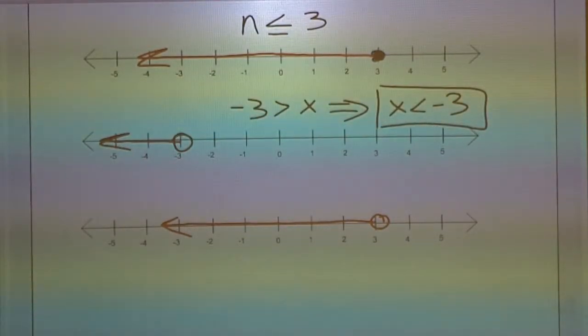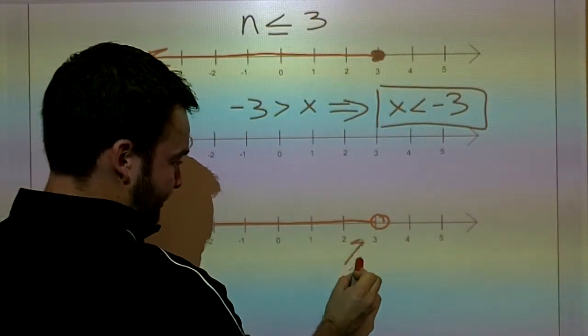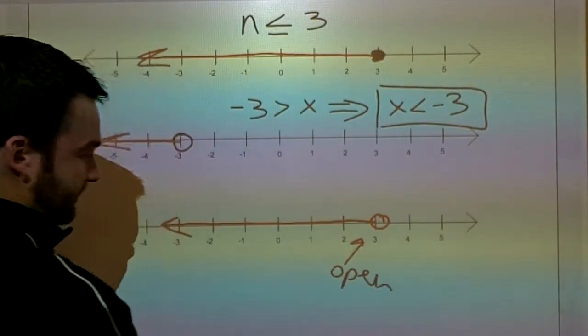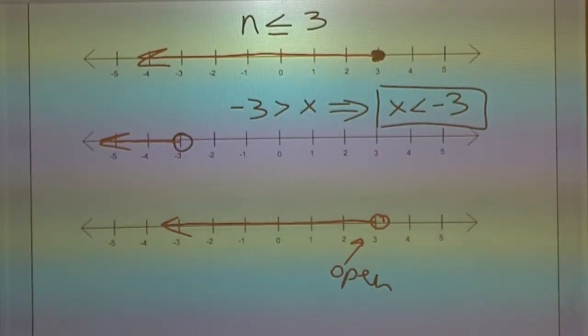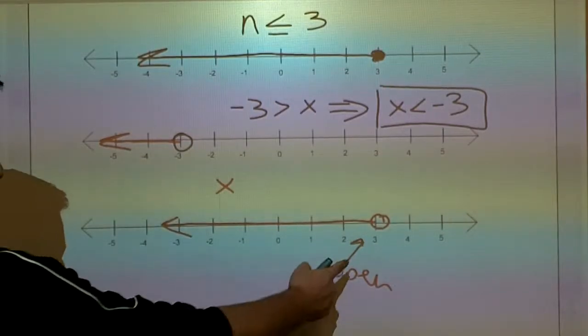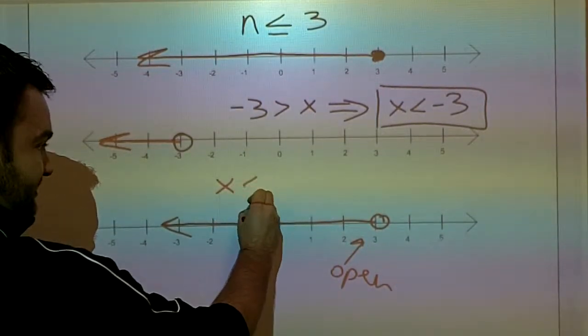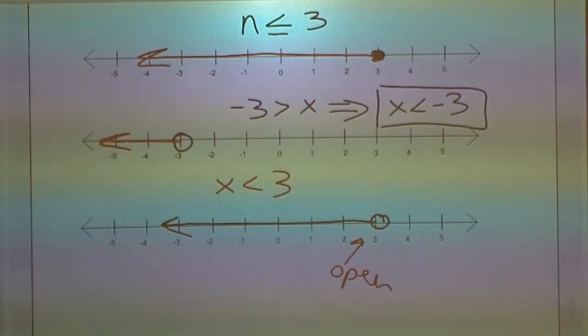This last example, let's just write what the inequality would be. Notice we've got an open circle, so we know it's got to be either less than or greater than, meaning it's not including that value of 3. Let's just pick a variable, let's call it x. And this is all values that are strictly less than 3.